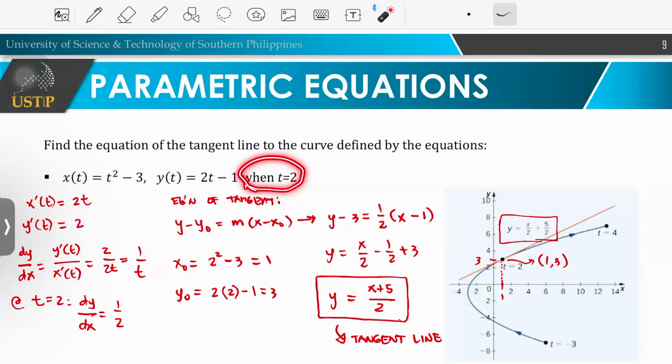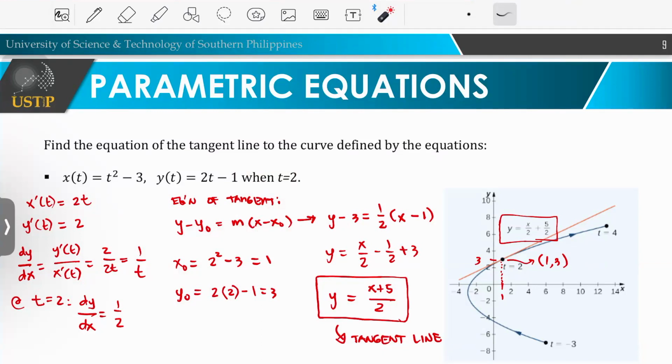Now, we evaluate it at t is equal to 2. This is very important because you don't have the actual value of your derivative yet. So we must input the value of t here. So at t is equal to 2, dy over dx must be 1/2. So this is also our slope of the tangent line. Okay? Recall the tangent line equation: y minus y sub 0 is equal to m, which is the slope that we got, multiplied by x minus x sub 0.